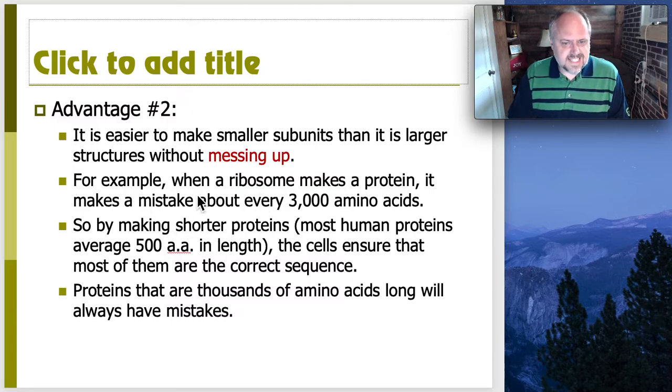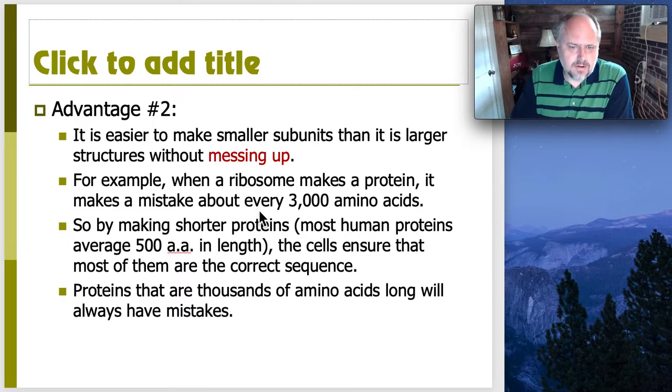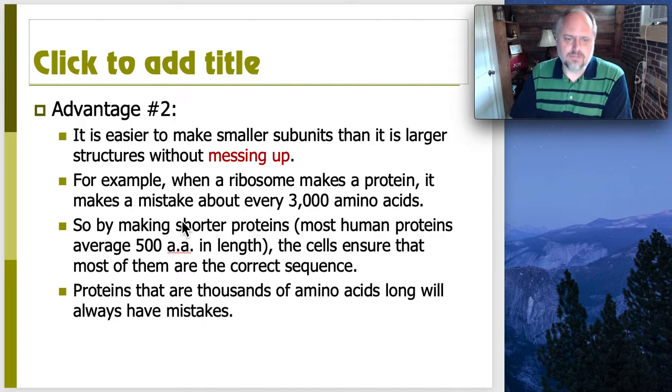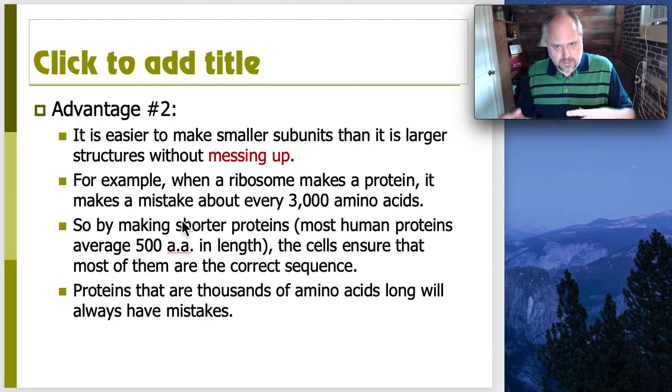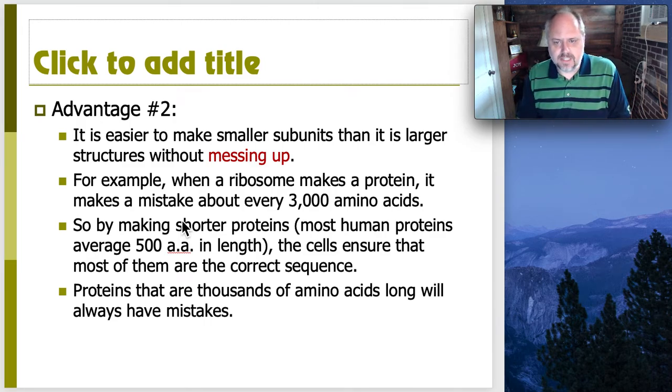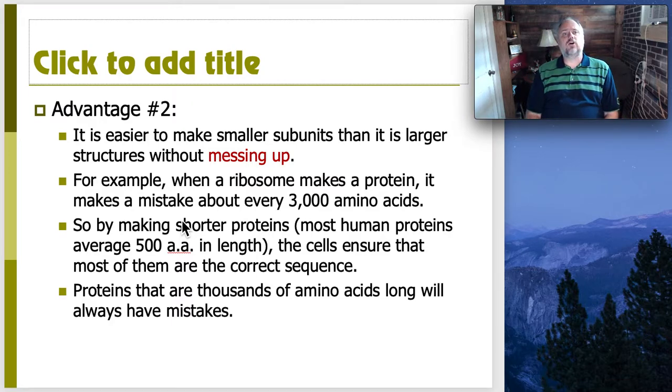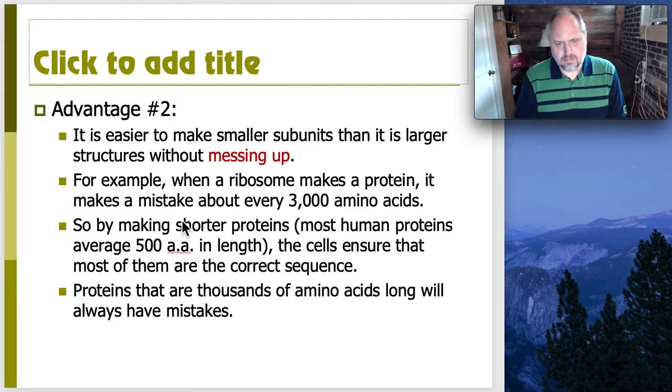So, for example, in a cell, you guys will remember ribosomes from intro courses. Ribosomes make proteins, and it's estimated that these guys will make a mistake when they're putting amino acids into a protein about every 3,000 amino acids. So if all of our proteins were over 3,000 amino acids long, what does that mean? That means every single one of them is going to have at least one mistake in it. So this could be a very bad thing if those mutations happen to hit amino acids where it's an important piece of the function.